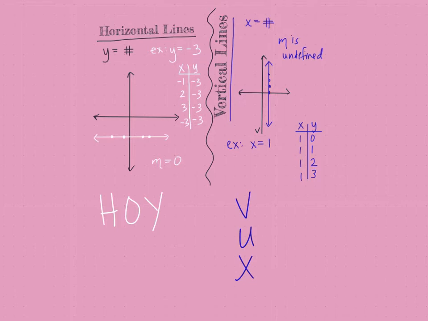What this means is, and I'll just talk through it, h is horizontal. This means the slope is 0, and it's of the form y equals. So hoy, a horizontal line, has a 0 slope and is of the form y equals. Vux, a vertical line, has an undefined slope and is of the form x equals. So hoy vux is a little, what's it called? Not an acronym, maybe an acronym, I don't know. Just a little trick that you can use to help you remember horizontal and vertical lines.